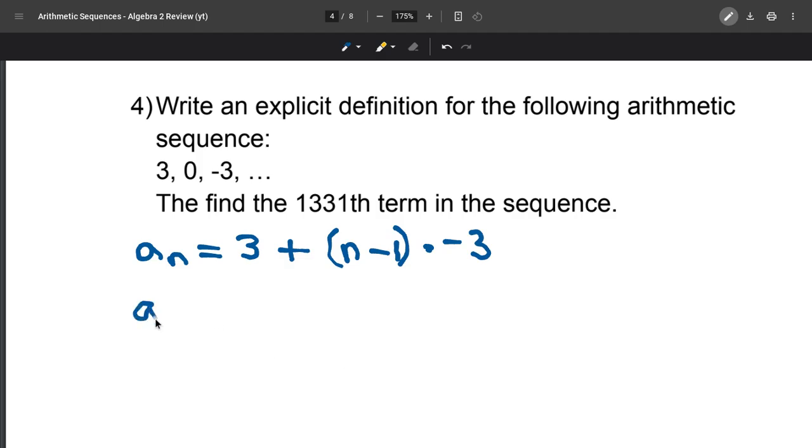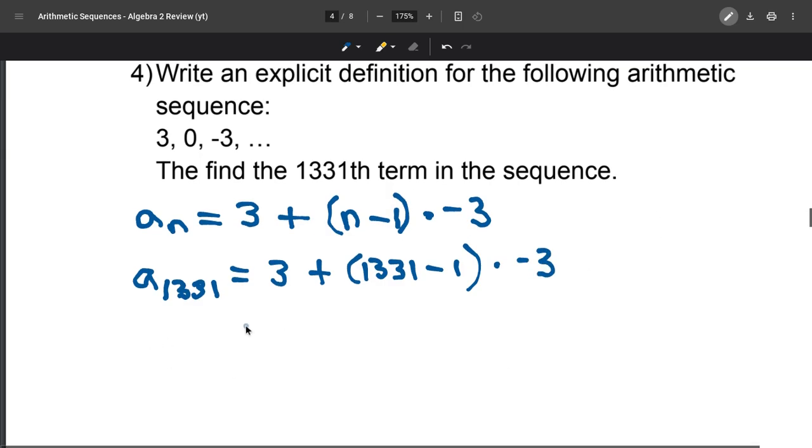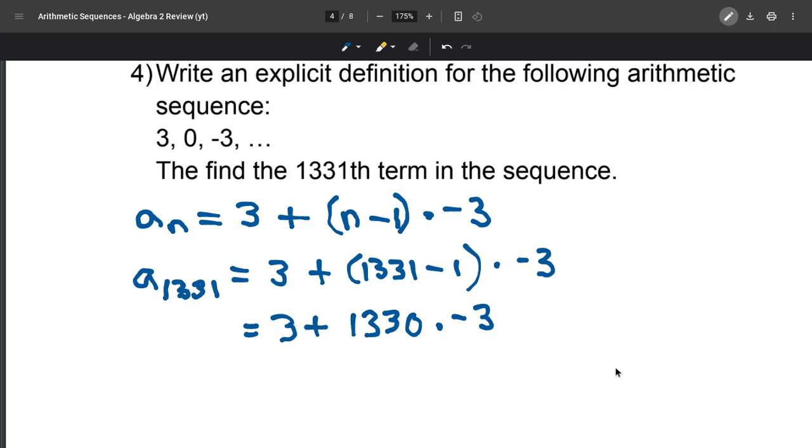Okay, so we can say a sub 1331 equals 3 plus 1331 minus 1 times -3. Okay, so that's going to equal 3 plus 1330 times -3. So I'm going to take out my handy calculator here, do that out.